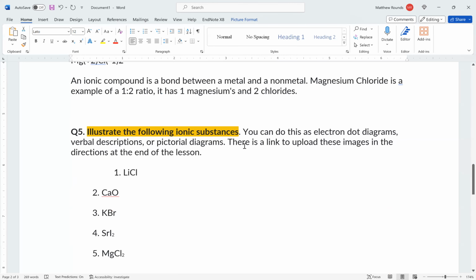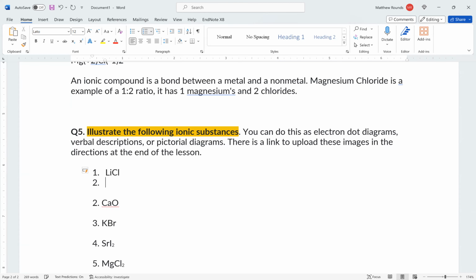All right. Good job. So the next grouping of questions here is kind of the same thing as before. Why don't we look up the dot structures, LiCl? I'll do that for you.